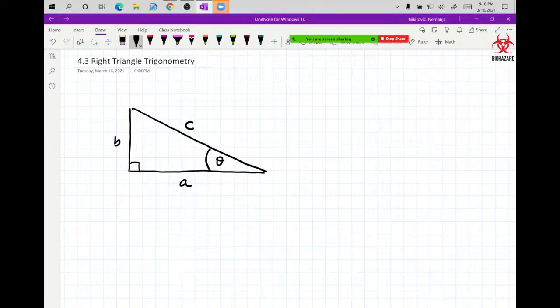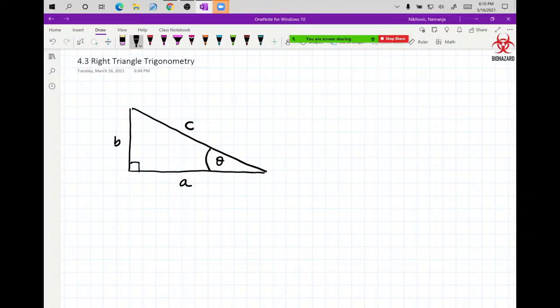Hello and welcome back to Precalculus, section 4.3 on right triangle trigonometry, and then we will follow with 4.2, which is on the unit circle, which is also trigonometry of the unit circle. So we'll be defining this from two different angles, I guess.